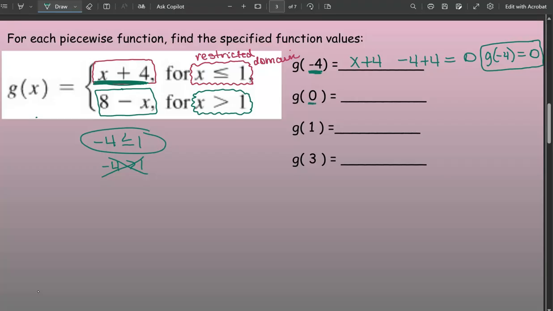Where is this x value? 0 is less than 1, so I'm going to use the x plus 4 again. 0 plus 4 is 4. So g of 0 is 4.